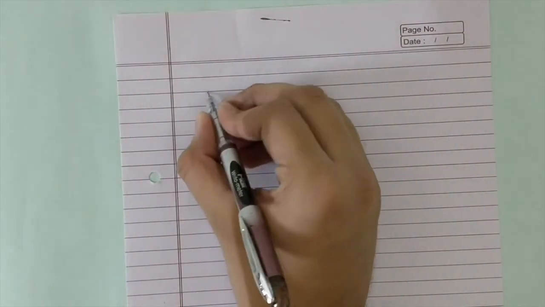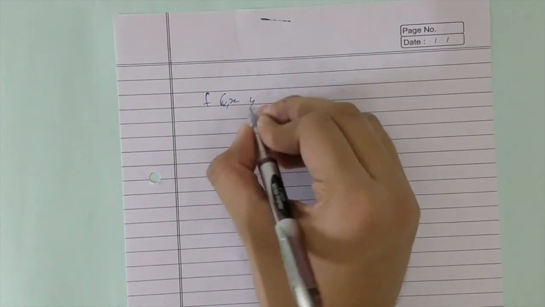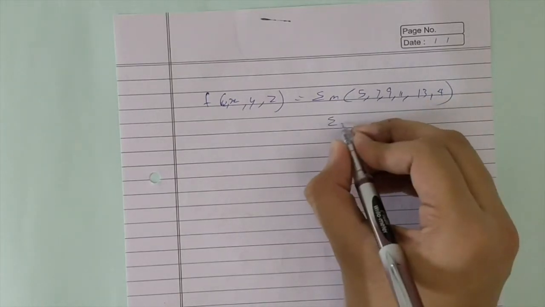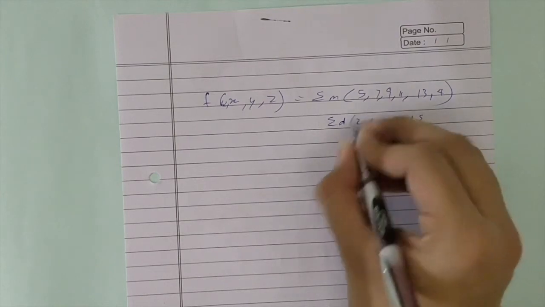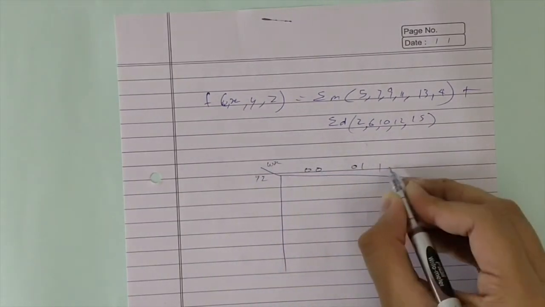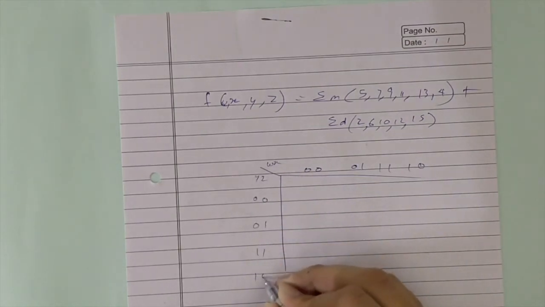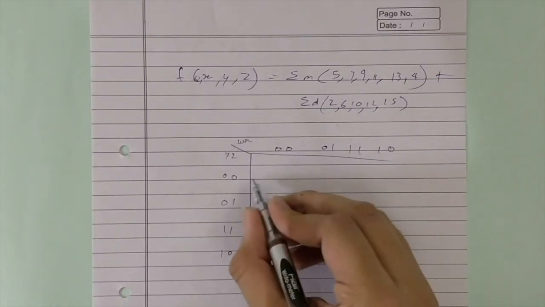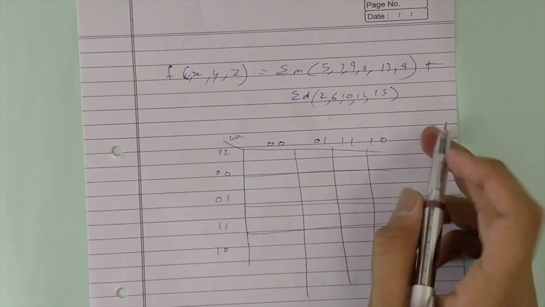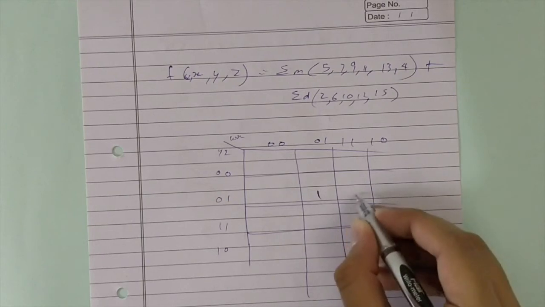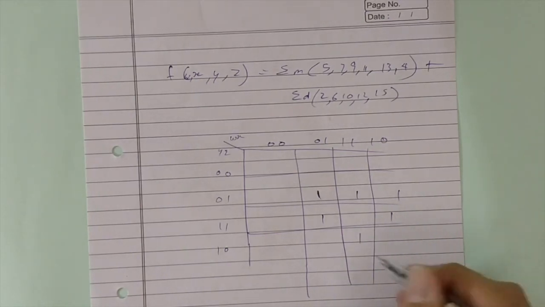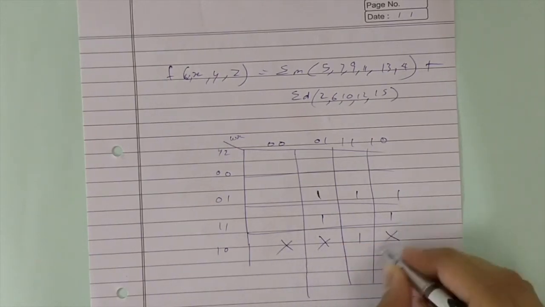For example, we have 5, 7, 9, 11, 13 and 4, and 2, 6, 10, 12 and 15 as the don't care conditions. Here and here.